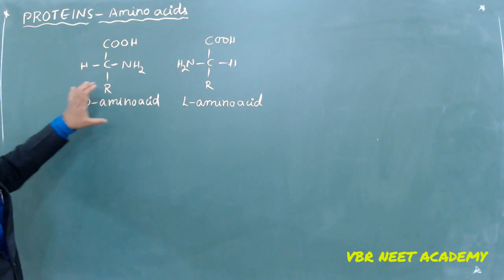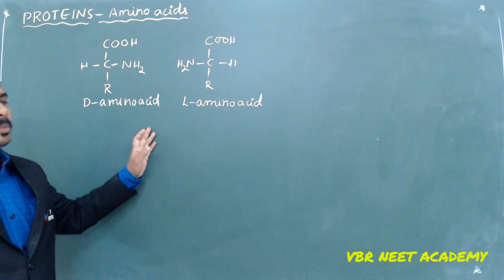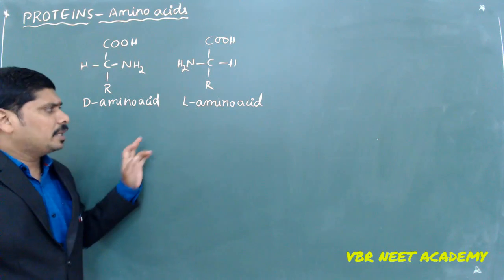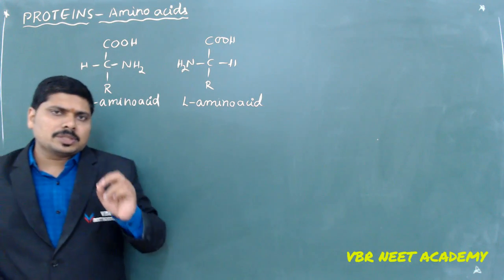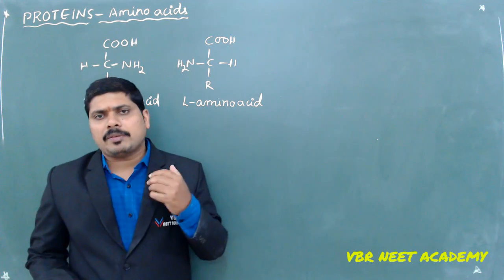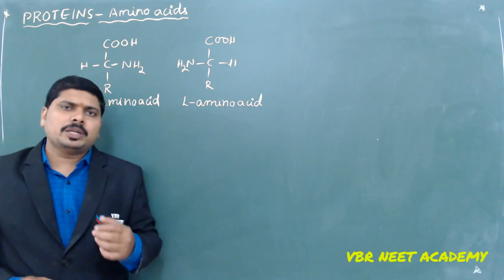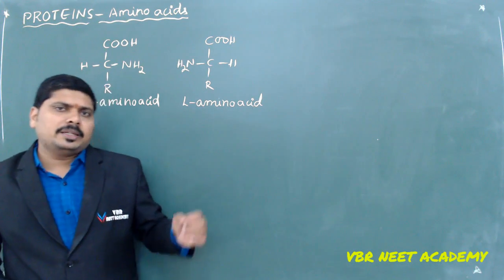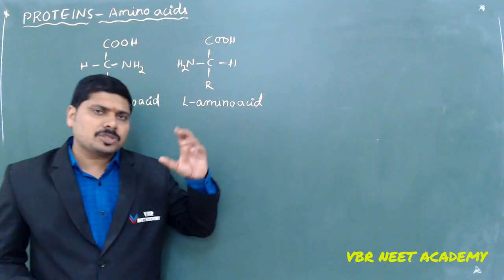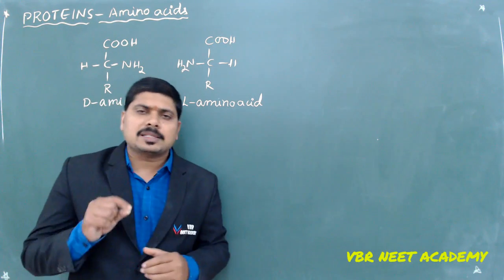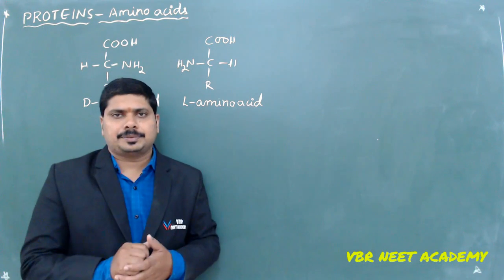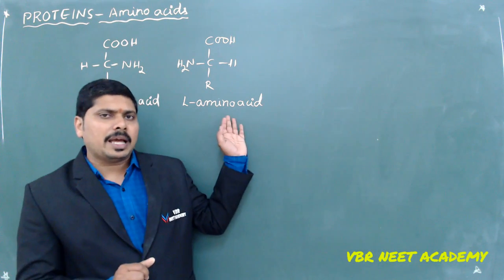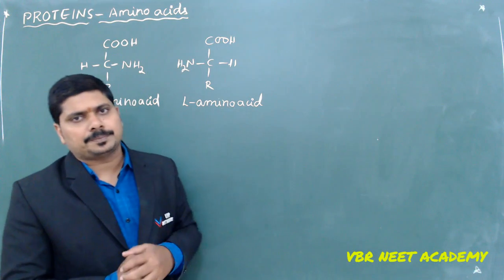Now this D and L, which is going to be more, we can say it is L amino acid. Whenever we are going to see the different proteins which are available, the proteins are going to be comprised of L amino acids in its structure. So all naturally occurring amino acids are L type. That's what you can say for the amino acid configuration.